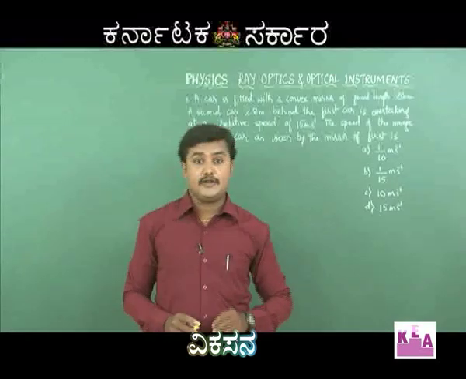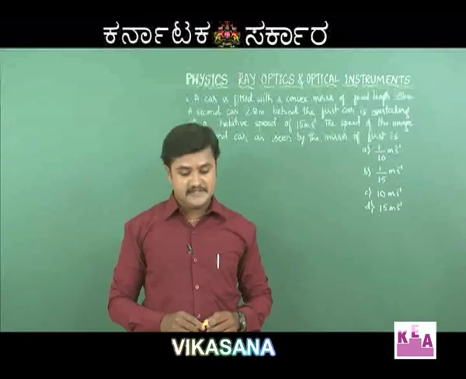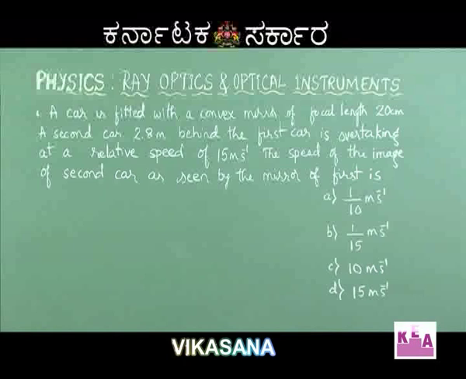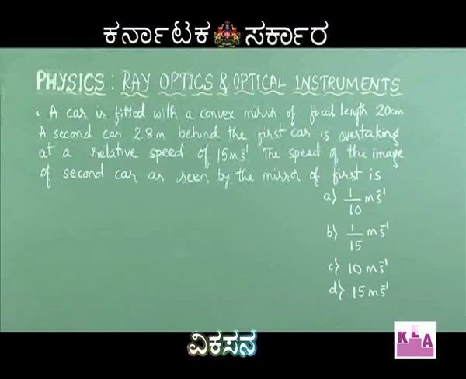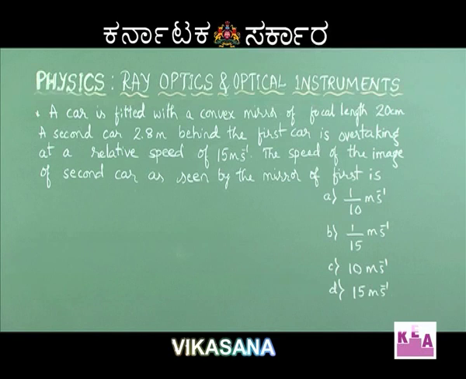With these basics and concepts, let's move on to some of the questions. The first question is like this: a car is fitted with a convex mirror of focal length 20 centimeter. A second car 2.8 meter behind the first car is overtaking at a relative speed of 15 meter per second. The speed of the image of the second car as seen by the mirror of the first is, options: 1 by 10 meter per second, 1 by 15 meter per second, 10 meter per second and 15 meter per second.